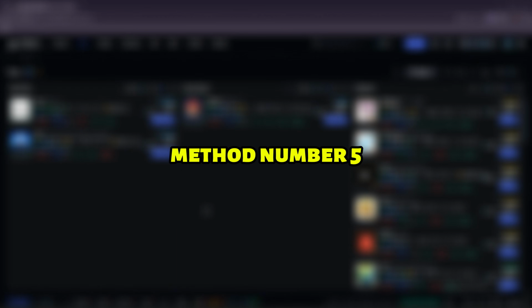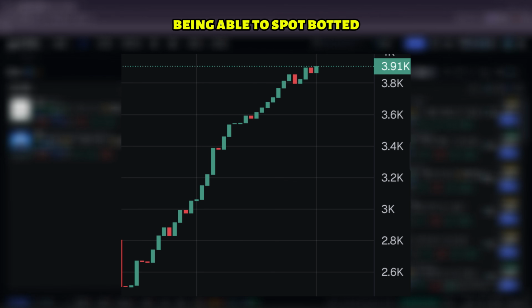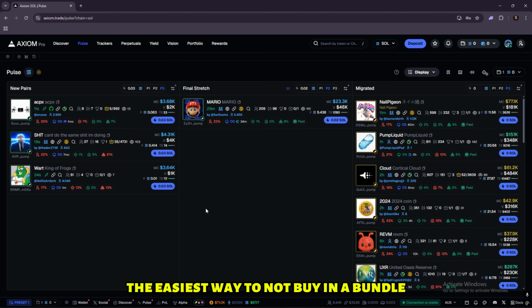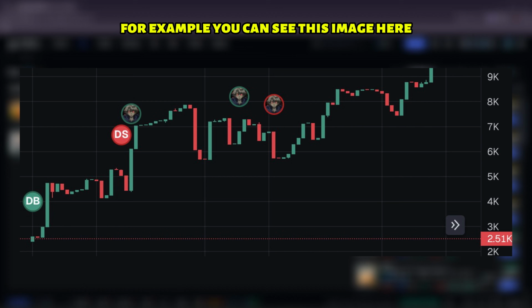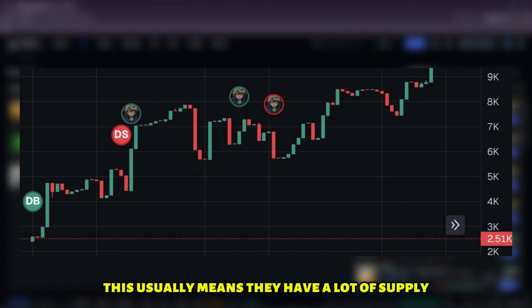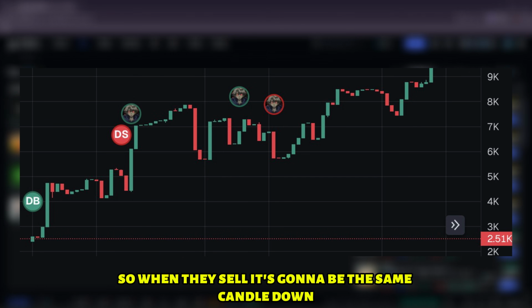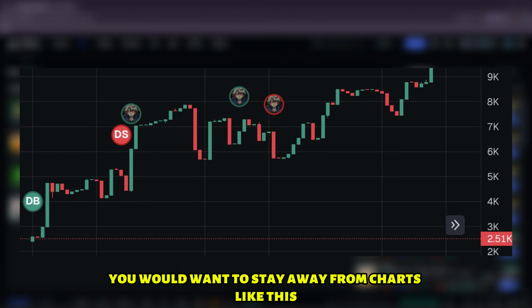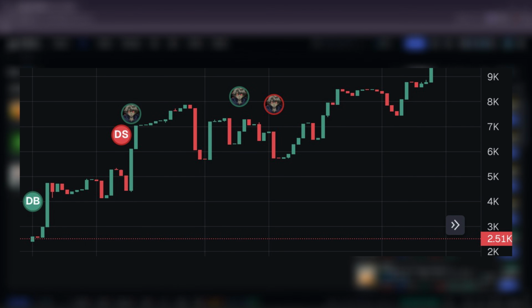Method number 5, botted charts. Being able to spot botted charts is by far the easiest way to not buy in a bundle and save your port. For example, you can see this image here. You can see this trader Zuki. He created a big candle at a low market cap. This usually means they have a lot of supply. So when they sell, it's going to be the same candle down. Most of the time, you would want to stay away from charts like this until that KOL is out of the coin.